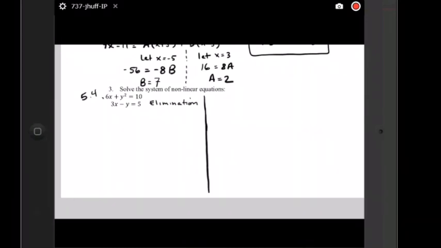the only variable that would even eliminate would be that one right there, 6x or 3x, because those are like terms. I wouldn't be able to eliminate this column because those aren't like terms. So if I wanted x to eliminate, I'd have to multiply by -2. So then the system turns into 6x plus y squared equals 10. That top equation doesn't change, but the bottom equation is -6x plus 2y equals -10.